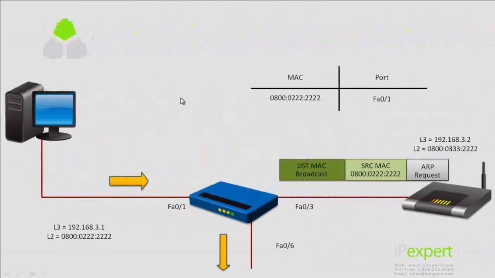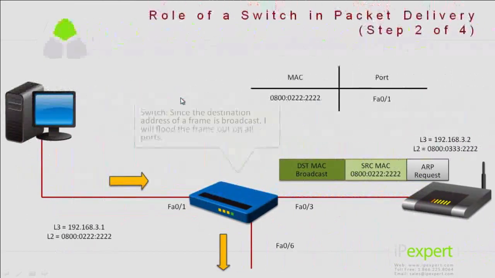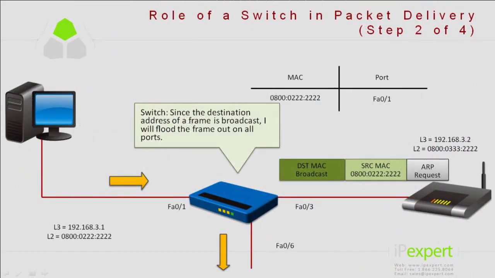The process doesn't stop there. Now it's going to say, since the destination address of a frame is broadcast, I'm going to flood it out all my ports, which means it's going to go this way, it's going to go this way. It will not go back out that way. Again, loop prevention mechanism. Ultimately, it's going to be received by the device where it's going to receive a reply. So this is going to arrive with this MAC address, an ARP request that actually reaches this router.